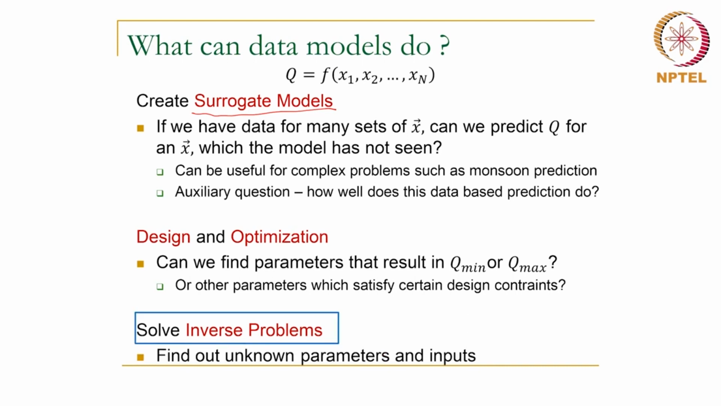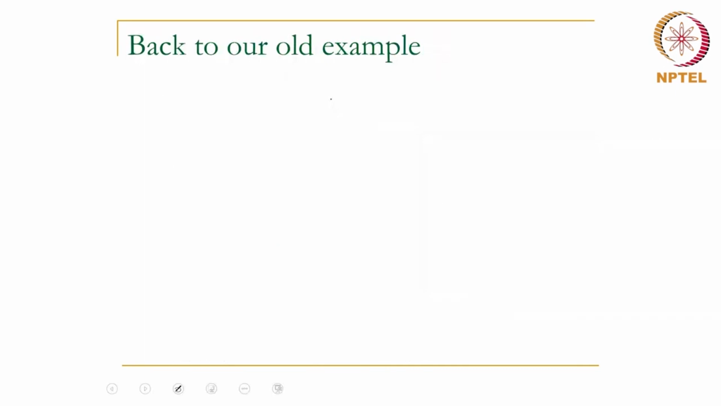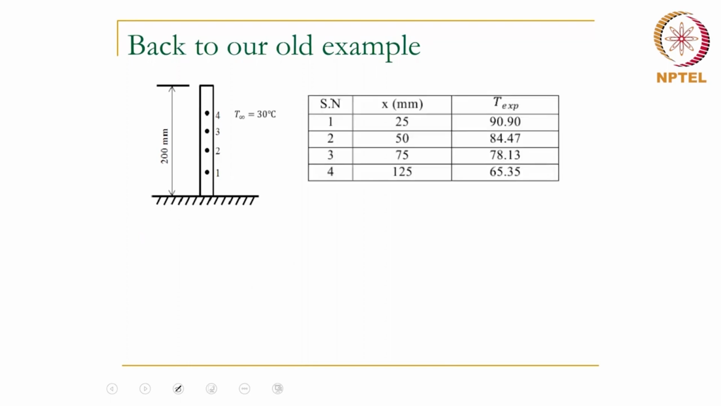So this is basically our major concentration in this course, but in between you will see that we need surrogate models just to go back there. So if we come back to our old example of our fin, with this data or something close to this data, Professor Balaji would have done this earlier on in the course. We measure the temperatures at these 4 points. The experimental temperature is this. The question is, find out the fin parameter m. This is the standard inverse problem.